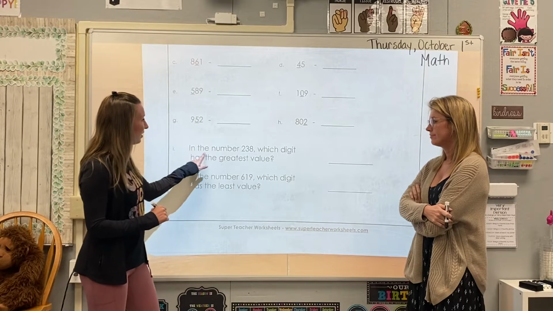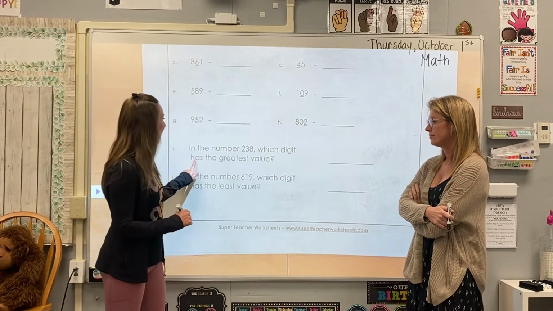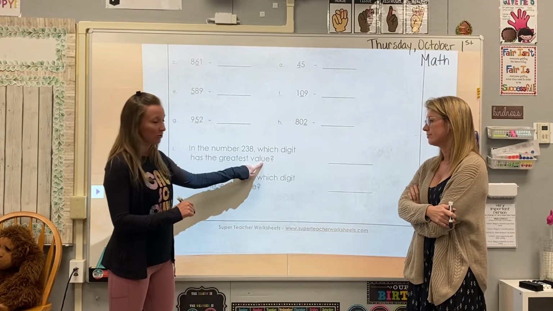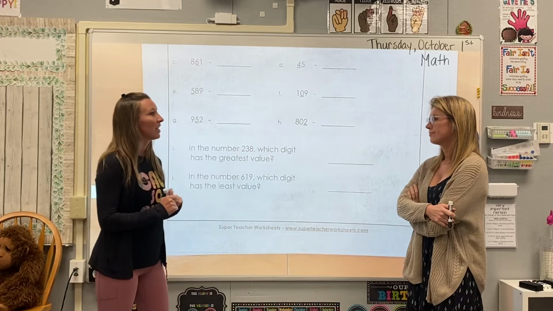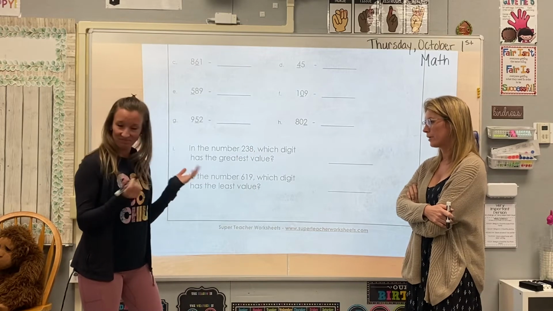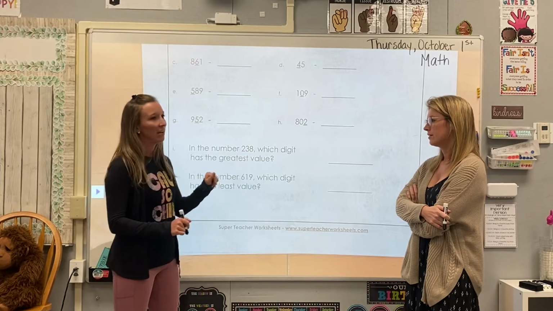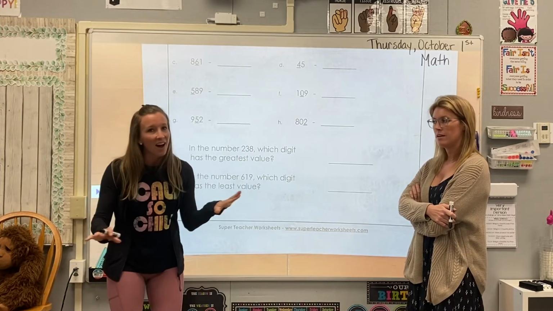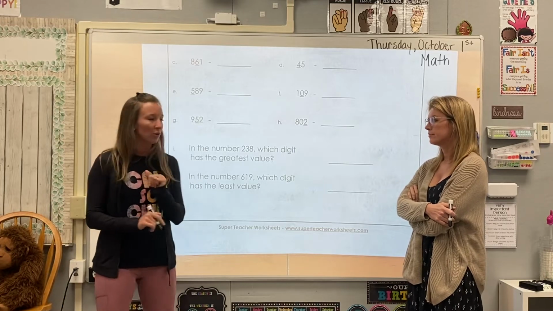It says, in the number 238, which digit has the greatest value? Now I'm going to tell you something, Mrs. Grant. They want students to say 8, because it's a higher number. Yep. They want you to pick 8 because you know that 8 is bigger than 2 and 3. But that is not what they're asking. And that's a trick.